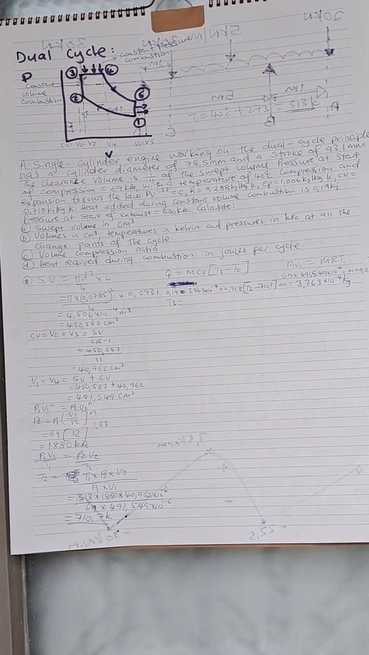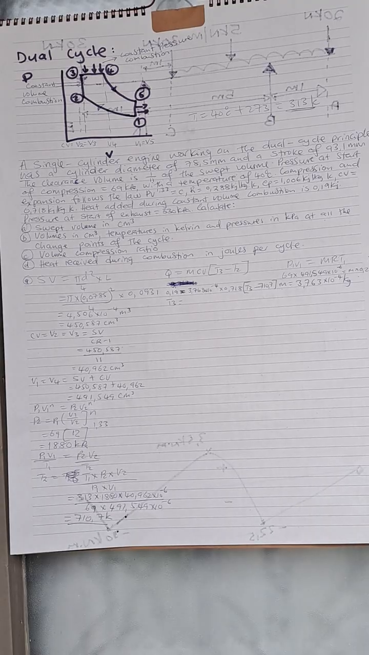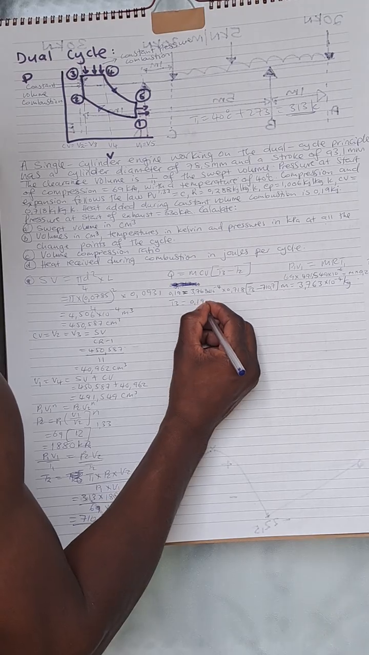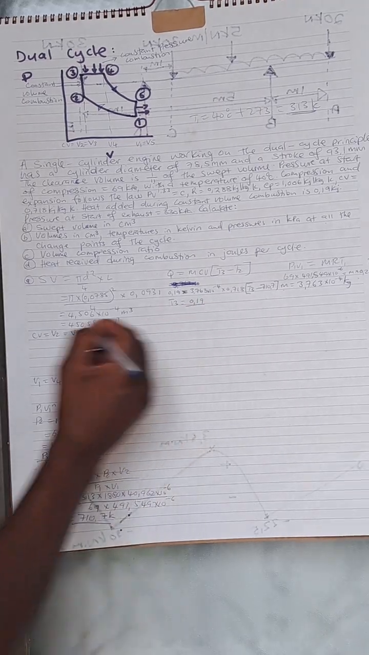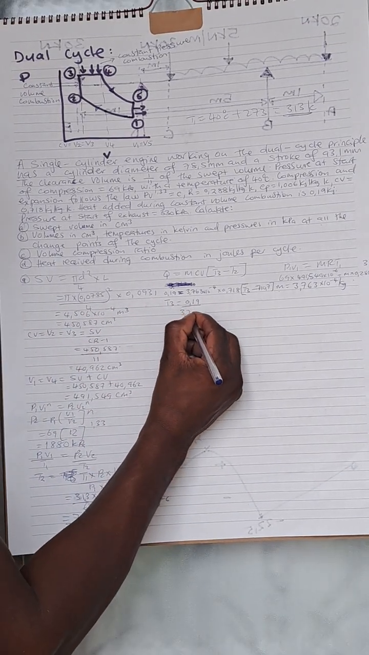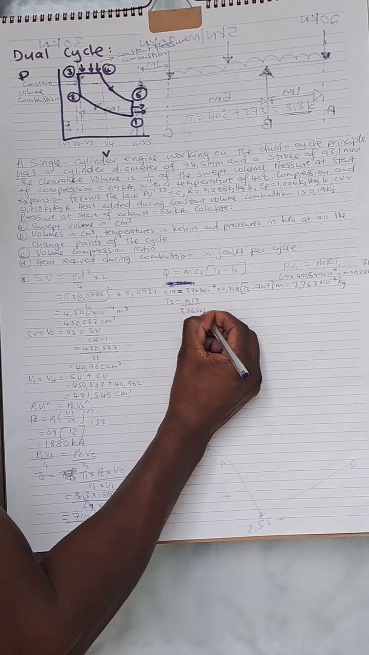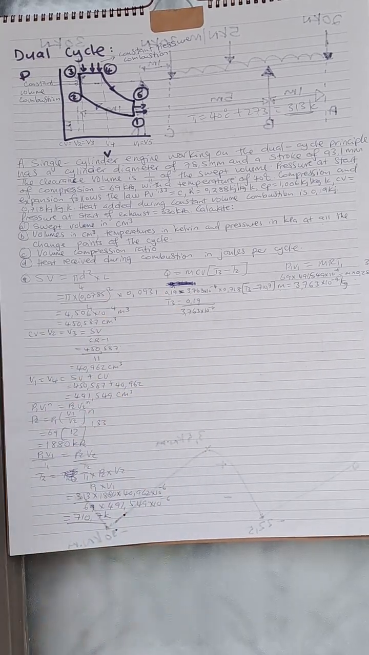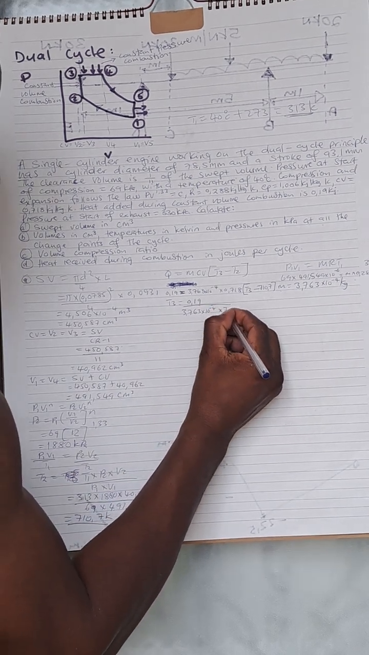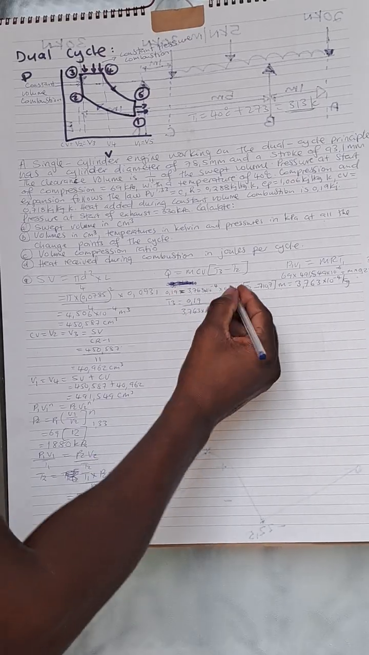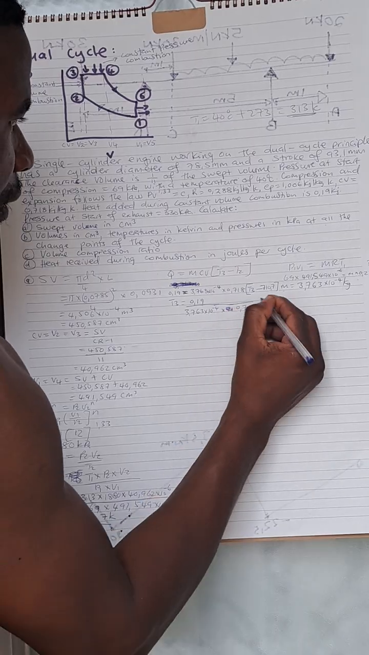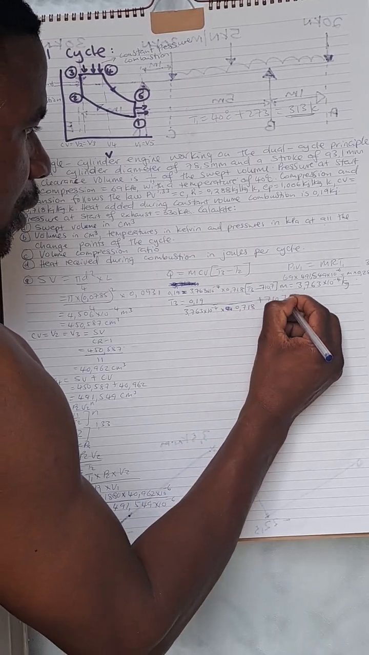So T3 equals 0.19 divided by 3.763 times 10 raised to the power of negative 4 times 0.718, which is our Cv, plus 710.7.